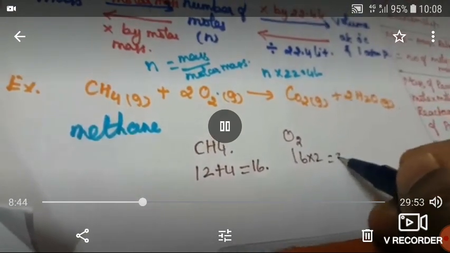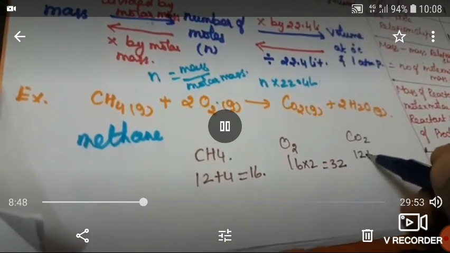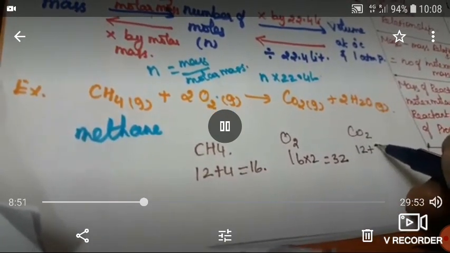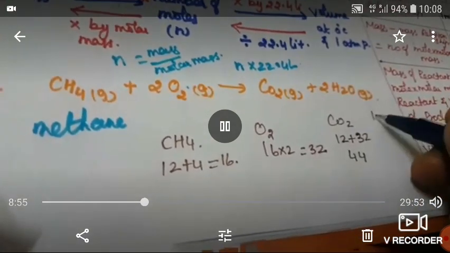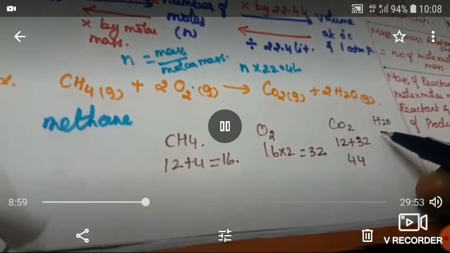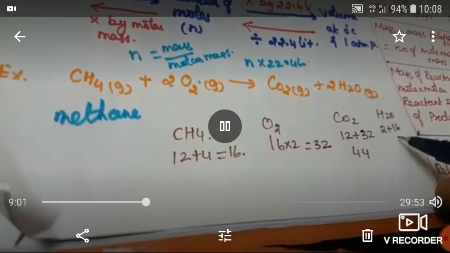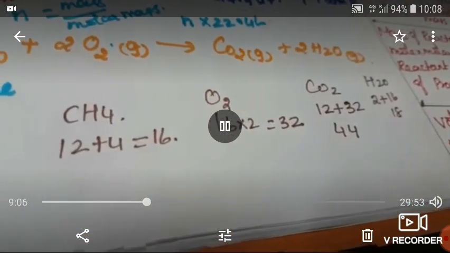Oxygen is 16 into 2, so that is 32. Then carbon dioxide, carbon is 12 plus oxygen, 2 multiplied by 16, that is 32, equal to 44, that is carbon dioxide. Water we already know that is 18. So 2 plus 16 equal to 18. Okay, this is the molecular mass of the given compounds, reactants and products.